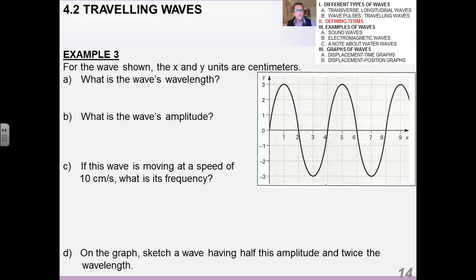All right, let's try an example. Go ahead and pause the video and try this one. So you're being given a wave. The x and y units are centimeters, so this is a displacement distance graph. What's the wave's wavelength? That's pretty easy.